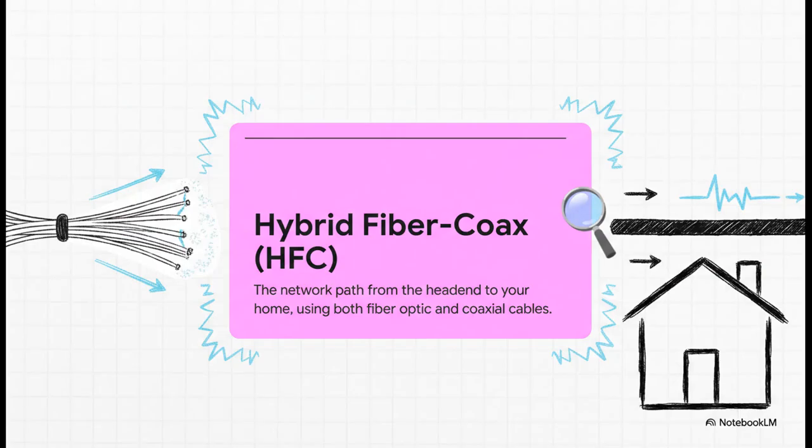All right, so the CMTS has created this RF signal. Where does it go next? Well, it travels on what's called a hybrid fiber coax network, or HFC. And that name tells you everything. It means the signal speeds along super-fast fiber optic cables for most of its trip, and then, for just that final little bit, the last mile, it hops onto the coaxial cable that plugs into your wall.